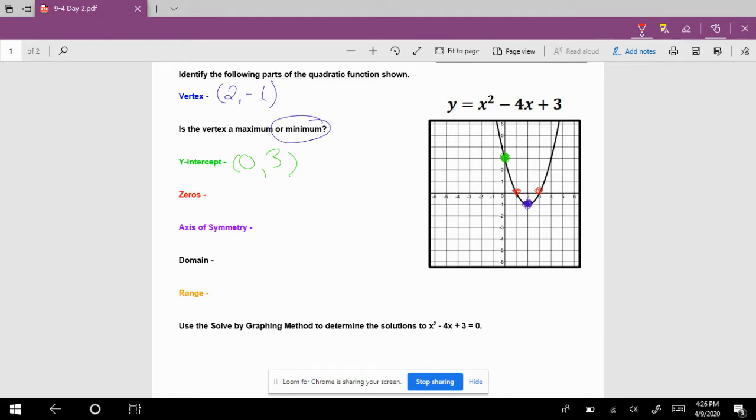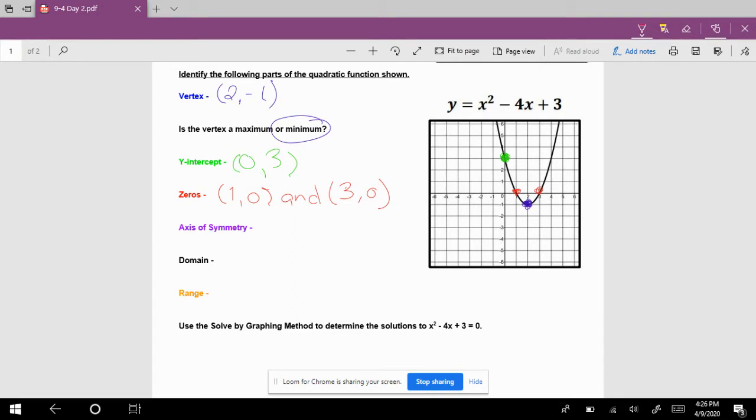Now, you're going to want to get in the habit of writing these as coordinate points. So if I'm an x-intercept, my y value is 0. So I would have (1, 0) and (3, 0). Axis of symmetry. By definition, that is the line that would cut the parabola symmetrically. So it's going to go straight down the middle.